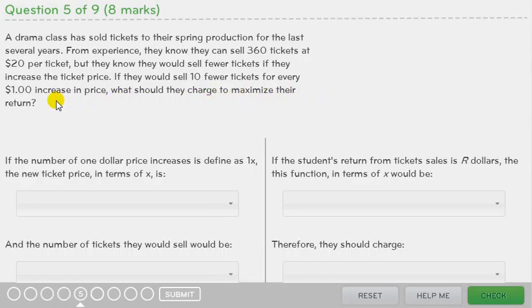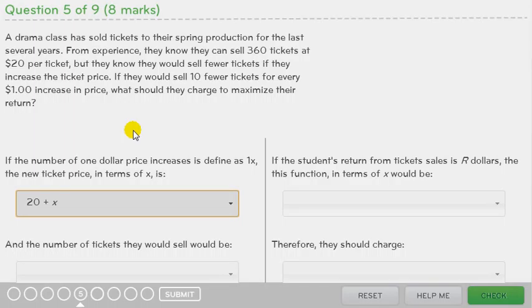So it says, first of all, if the number of $1 price increases is defined as x, the new ticket price in terms of x is, so we're talking about taking a $20 ticket and adding $1 each time, so we'd have 20 plus x.